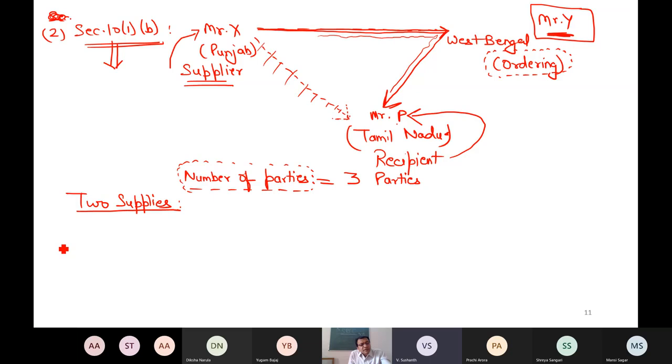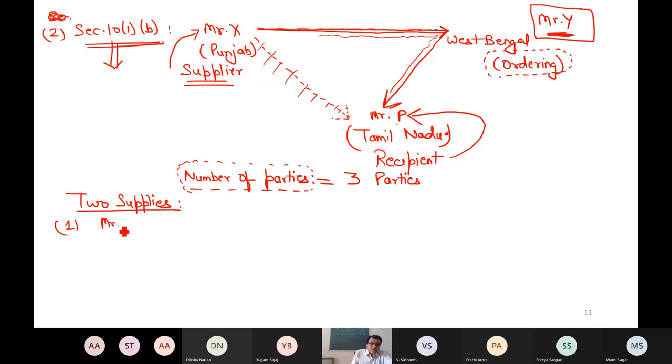So if Mr. P doesn't give the money to Mr. X, then can Mr. X sue Mr. P or Mr. Y? Mr. Y, I guess. So of course, it becomes a supply then. Now technically, why is it two supplies?